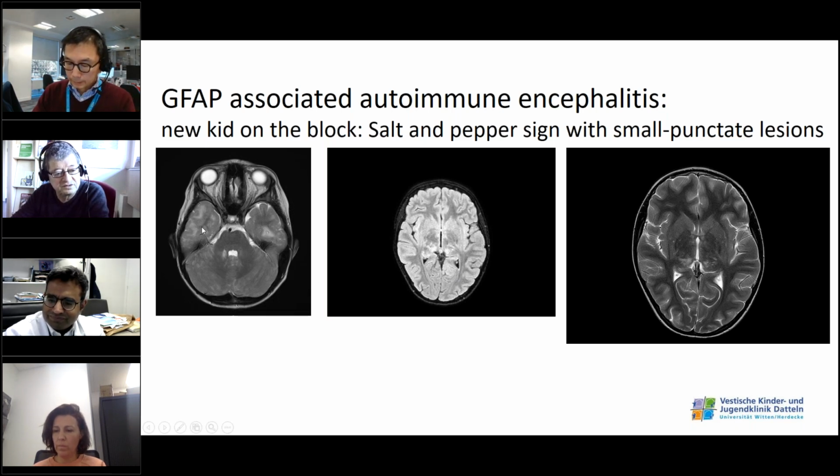And this is a patient recently referred to us, also with a small punctate lesion in the cerebellum, but also in the temporal lobes. So a broad spectrum, and it seems that CSF antibodies indicate a worse prognosis and more MRI changes.